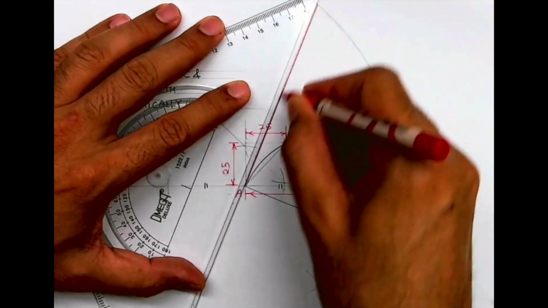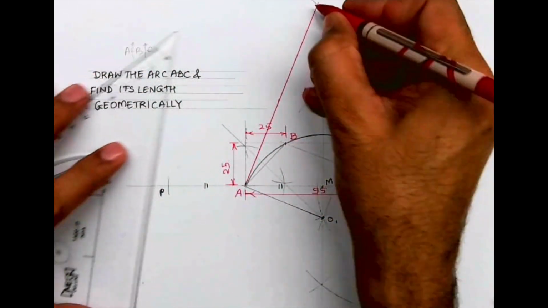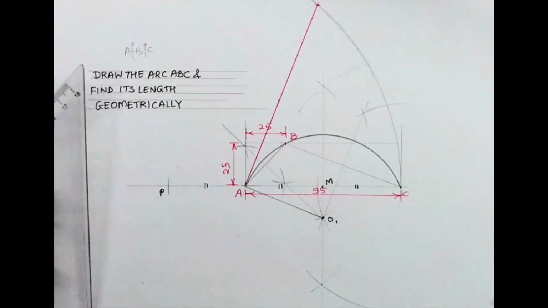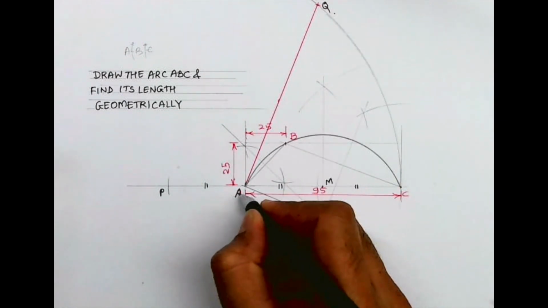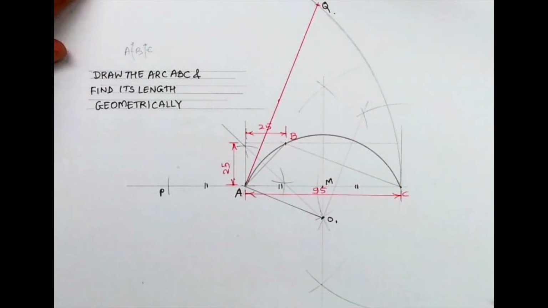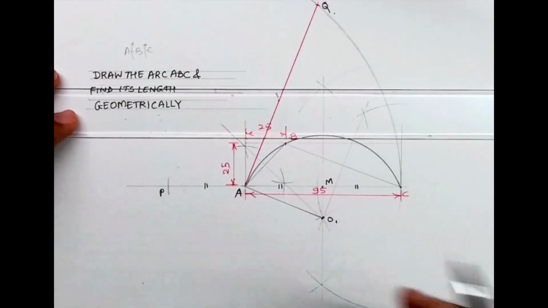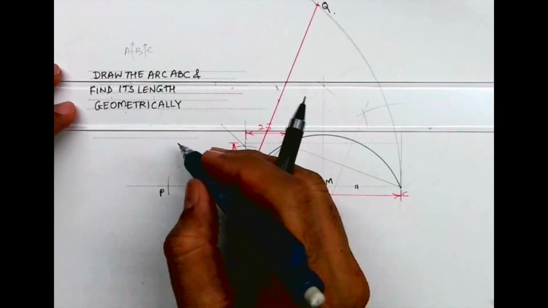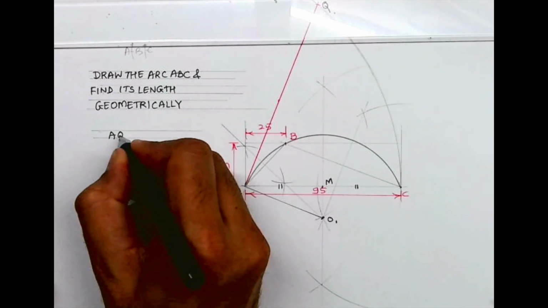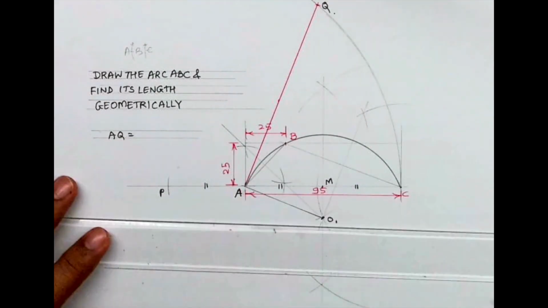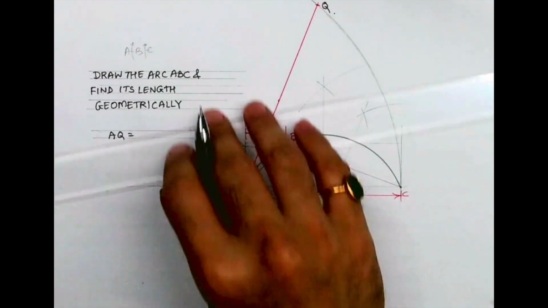So this length that you will get, AQ. AQ is the length of the arc. So that we can mention, we can draw a guideline and we can mention the length AQ. So I hope you people have understood this. This is very useful for geometrical construction in ICSE technical drawing.